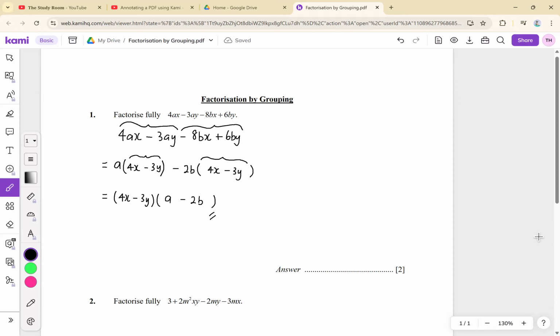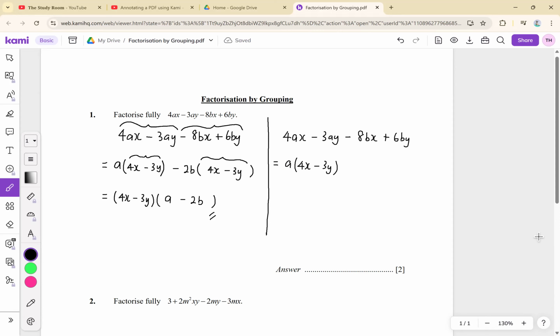All right, now I'm going to show you one method. I would say it's slightly like a cheat code to do factorization by grouping questions. So what we have is this one, this is the question. The first part, no issue. We factorize out the a, we get 4x minus 3y.